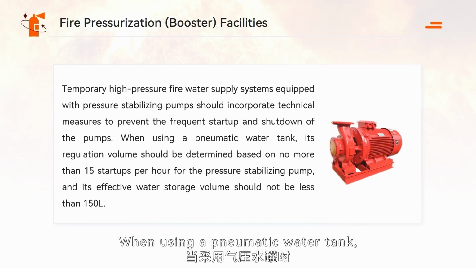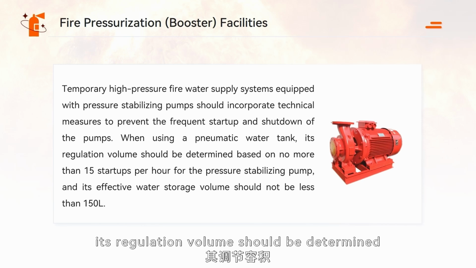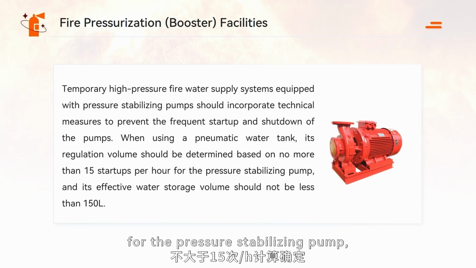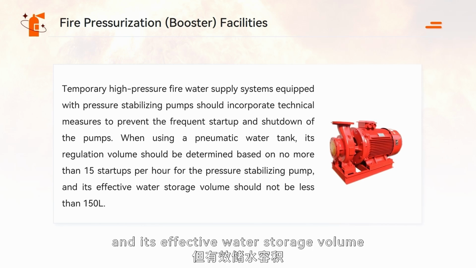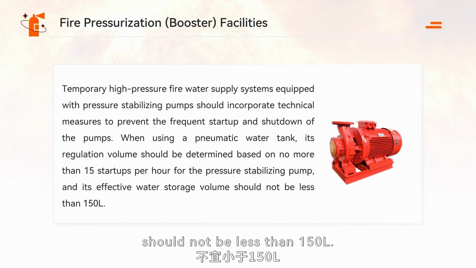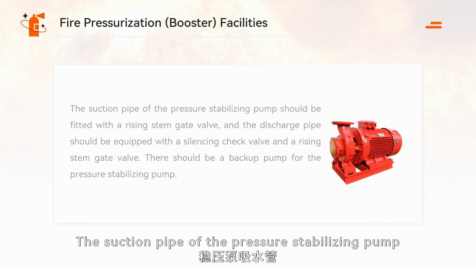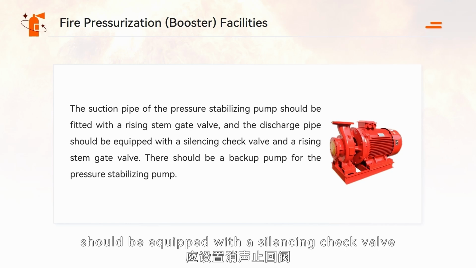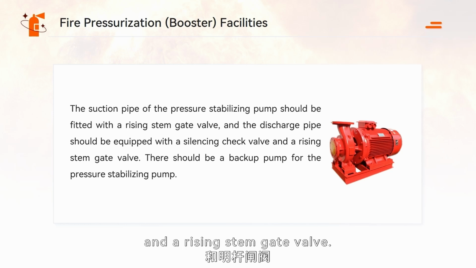When using a pneumatic water tank, its regulation volume should be determined based on no more than 15 startups per hour for the pressure stabilizing pump, and its effective water storage volume should not be less than 150 liters. The suction pipe of the pressure stabilizing pump should be fitted with a rising stem gate valve, and the discharge pipe should be equipped with a silencing check valve and a rising stem gate valve. There should be a backup pump for the pressure stabilizing pump.